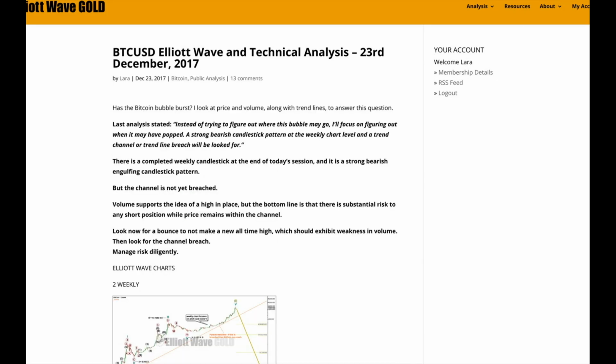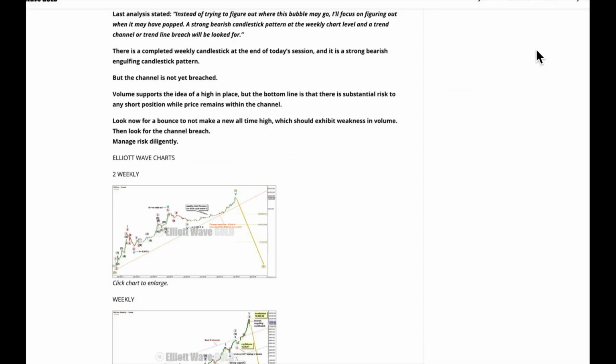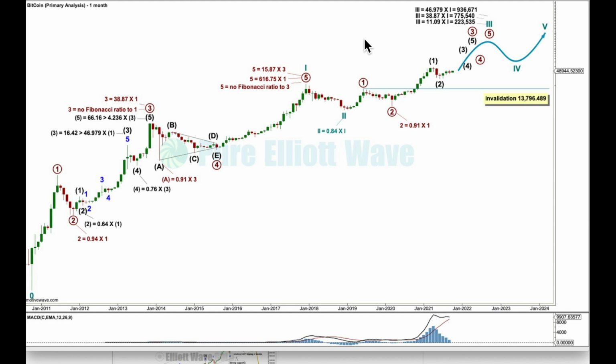Now we jump forward to 23rd of December 2017, and it was at this date, 6 days after we hit the high, that my main Elliott wave analysis expected that the high was most likely in place. I had a few things to look out for. Breach of this trend line was one of them, to add confidence, but this was the main wave count at that date. And the final high was just under 20,000, so it blew away all of my target calculations. And so this is what I'm going to do this time.